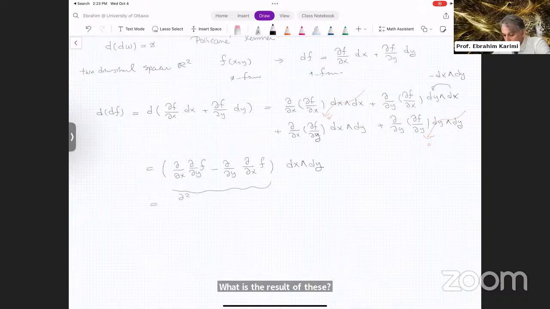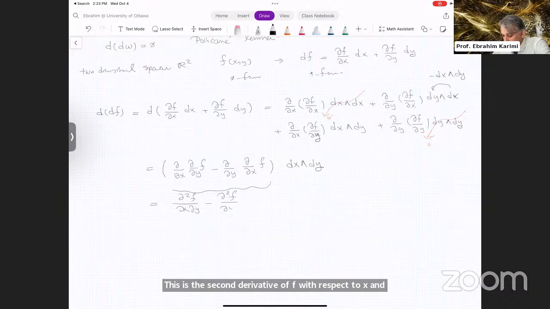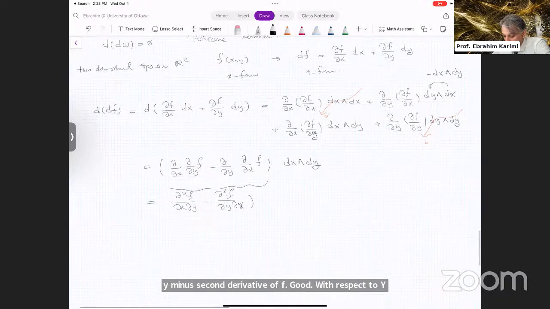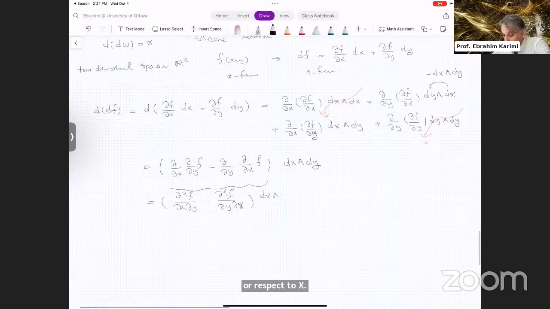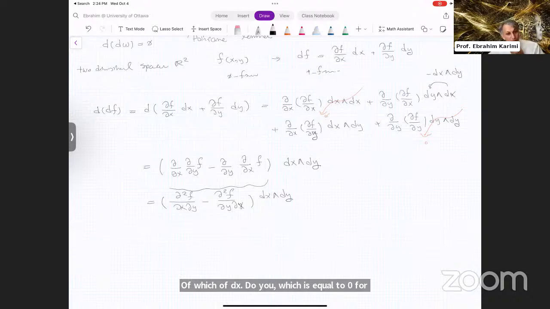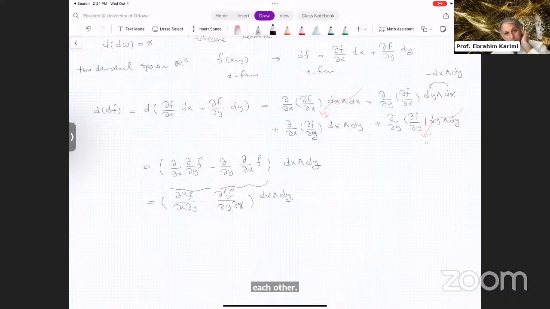This is the second derivative of f with respect to x and y, minus the second derivative of f with respect to y and x, wedge dx dy, which is equal to 0 for an analytical function f. So for this analytical function, you can easily swap the derivatives with respect to each other and the result will be identical.